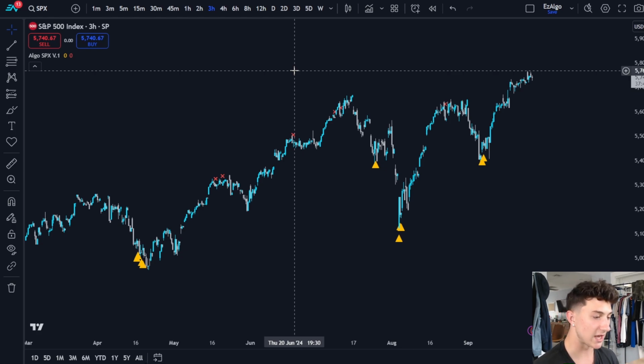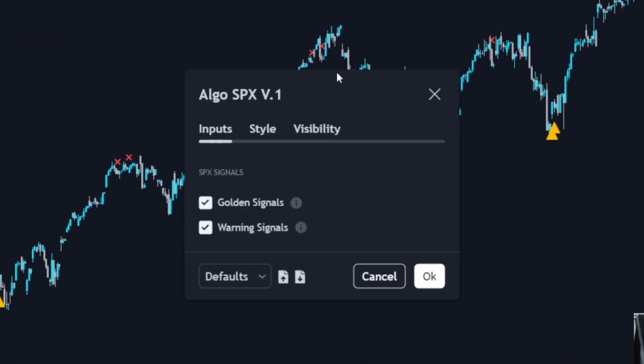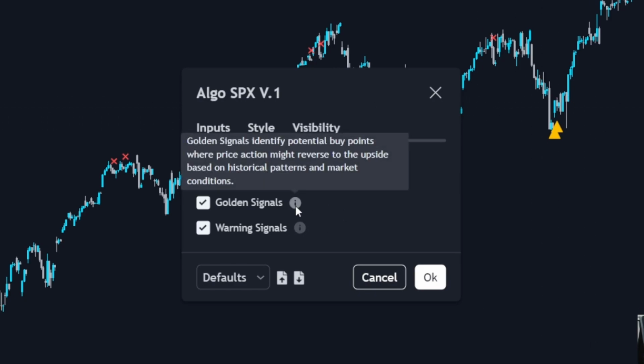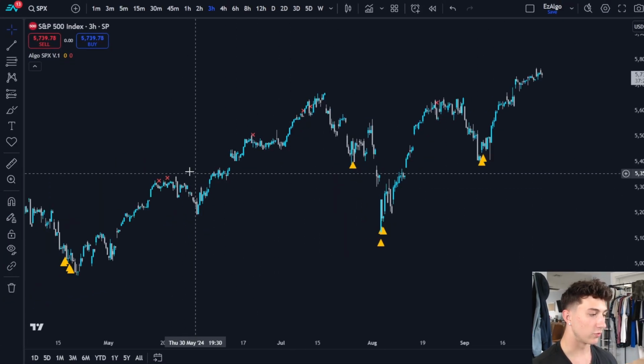This is an algorithm designed for long-term investing, but you can also use it to trade options if you are an options trader. I'll go through the settings here, but it's very, very simple. All we have are these golden signals, which are the buy points, the reversal buy points. And we have these warning signals, which are these little red X's.